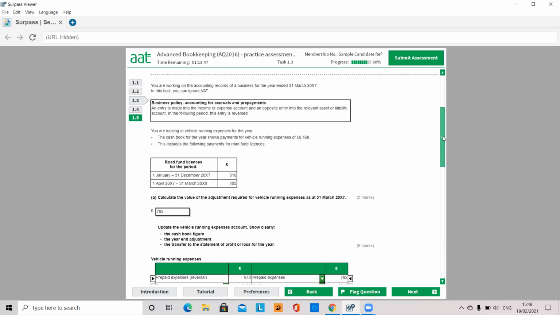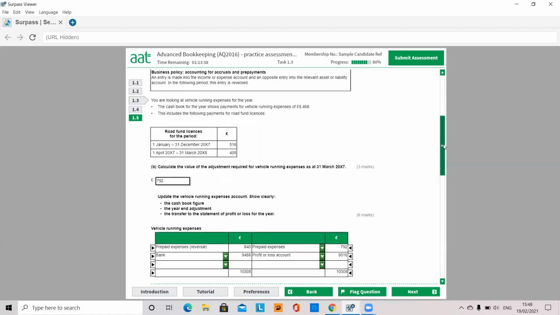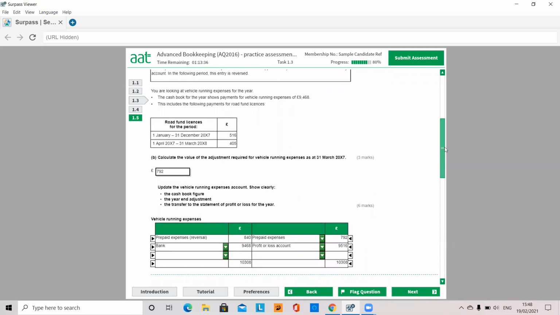So this one says you're looking at vehicle running expenses for the year, and the cash book shows payments of vehicle expenses of 9468. I can ignore the answers for the moment. So what you're given in this question is the original prepaid expenses reversal of 840. Okay, that's what you're given in the question. So I'm going to put that straight in, the actual vehicle running costs. So we actually spent £9,468 on vehicle running expenses within the year.